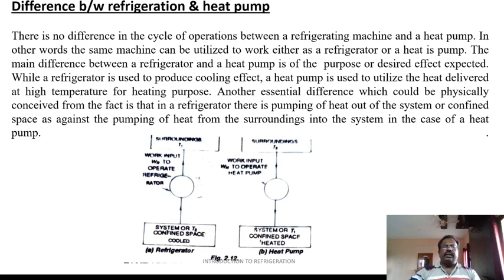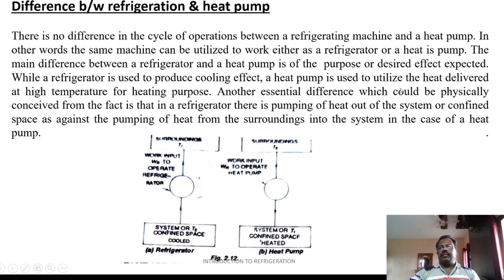The difference between refrigerator and heat pump. There is no difference in the cycle of operation between a refrigerating machine and a heat pump. In other words, the same machine can be utilized to work either as a refrigerator or a heat pump. The main difference between a refrigerator and heat pump is the purpose or desired effect expected. While a refrigerator is used to produce cooling effect, a heat pump is used to utilize the heat delivered at high temperature for heating purposes.